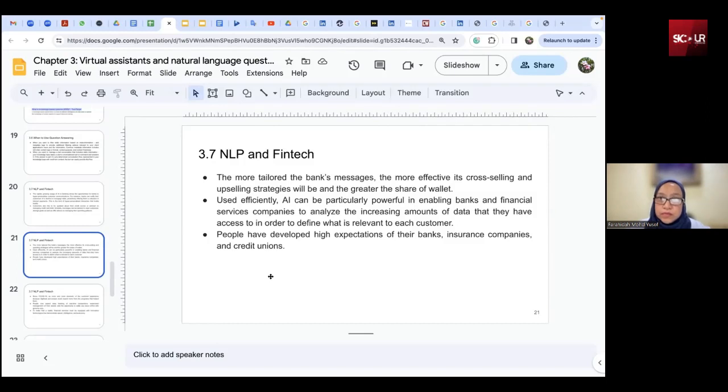And then this information is also important for LHDN, kan, to keep track of the non-payers, the people who don't pay the tax.